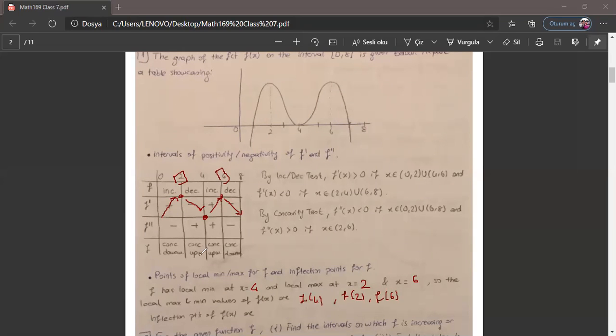So what are the inflection points? Here we see that it's concave downward, upward, upward, and downward again. So it changed its concavity at this point, which is 2, and at this point, which is 6. So these are the inflection points of the given function. You can see on the graph too, if you want.